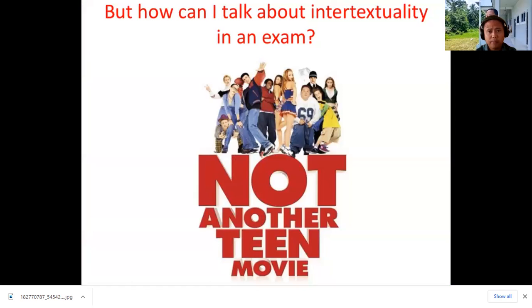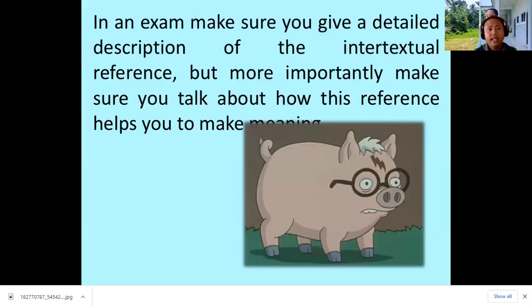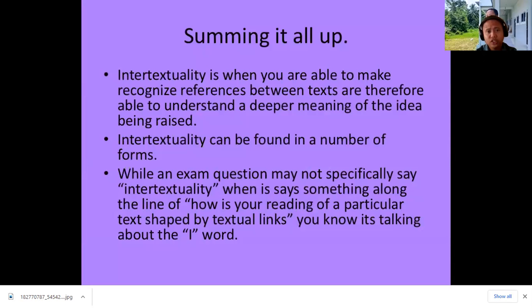But how can I talk about intertextuality in an exam? So, Not Another Teen Movie, okay? In an exam, make sure you give a detailed description of the intertextuality reference. But more importantly, make sure you talk about how this reference helps you to make meaning. So summing it all up, intertextuality is when you are able to recognize references between texts and are therefore able to understand a deeper meaning of the idea being raised.